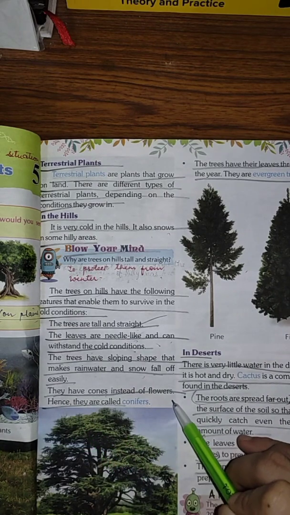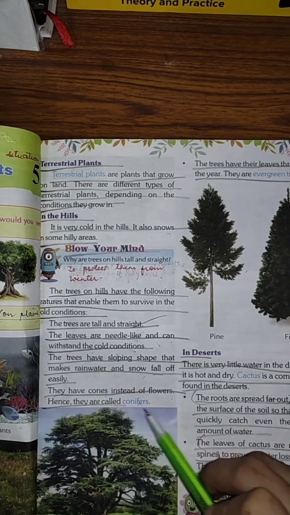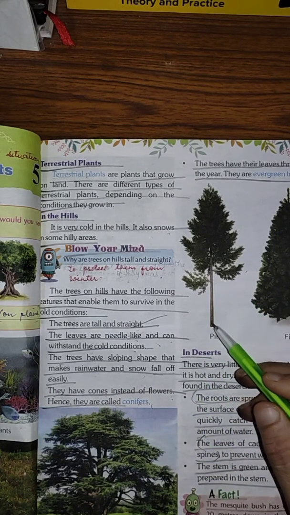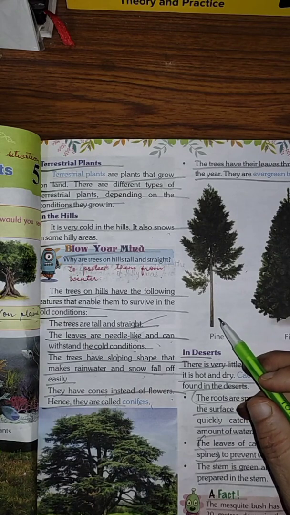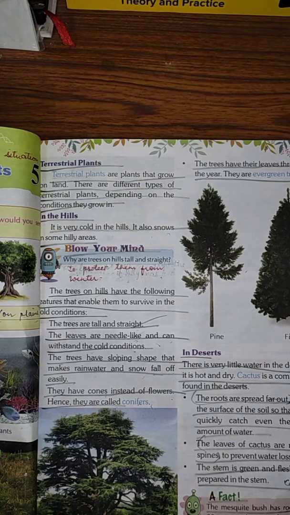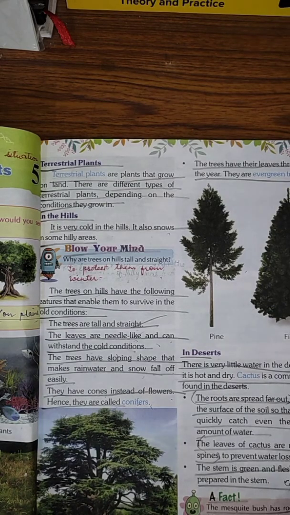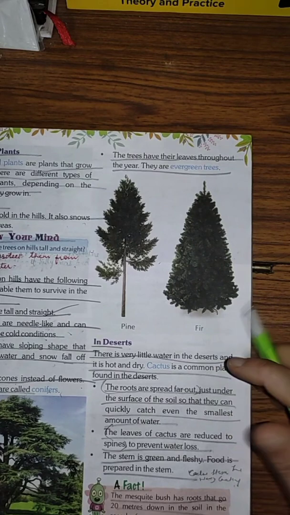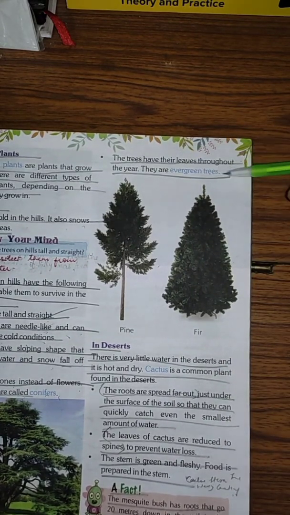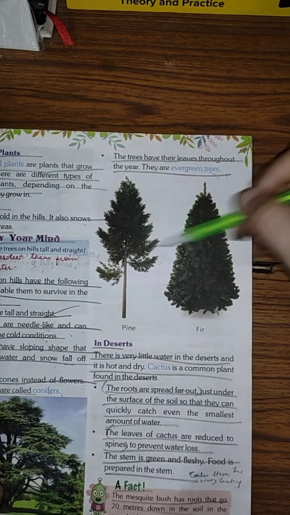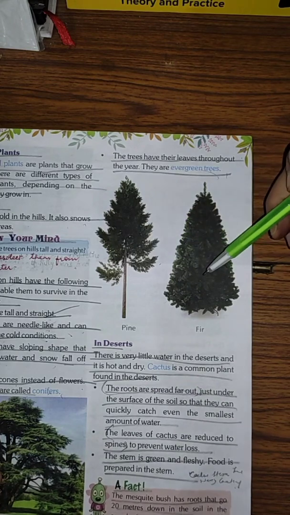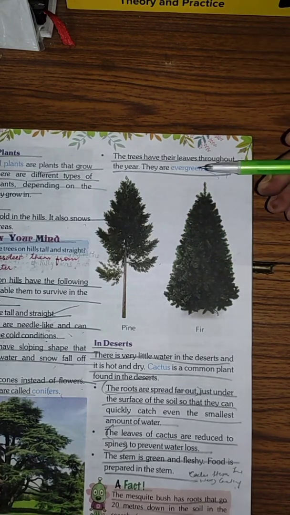They have cones instead of flowers, hence they are called conifers. They don't have flowers. They have got cones. You might have seen in hilly areas the cones falling down. The trees have their leaves throughout the year. They are called evergreen trees. So these kinds of trees are evergreen trees. Pine, fir and others.